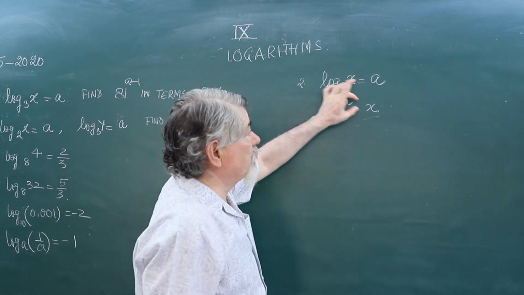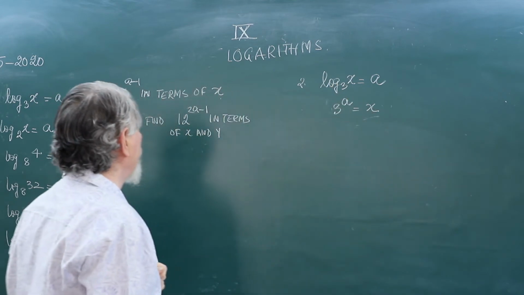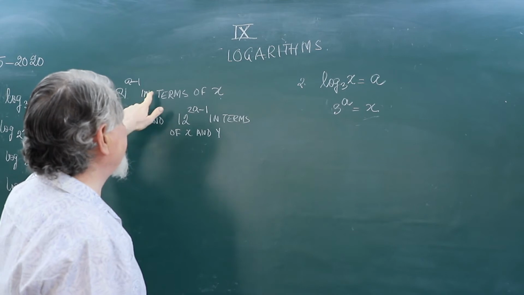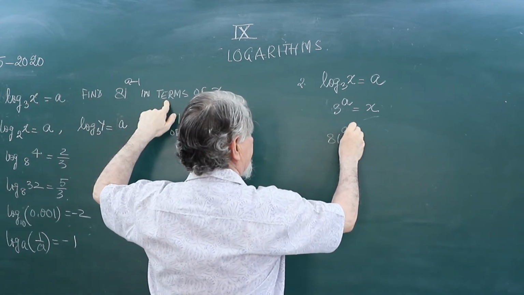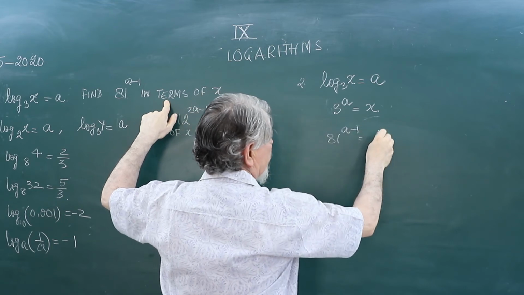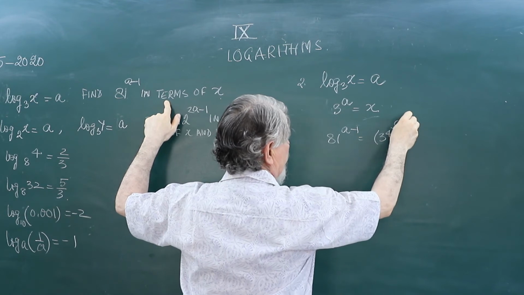A is called the log. The exponent is the log. We have to express 81 to the power a minus 1 in terms of x. 81 means 3 to the power 4, all to the power a minus 1.